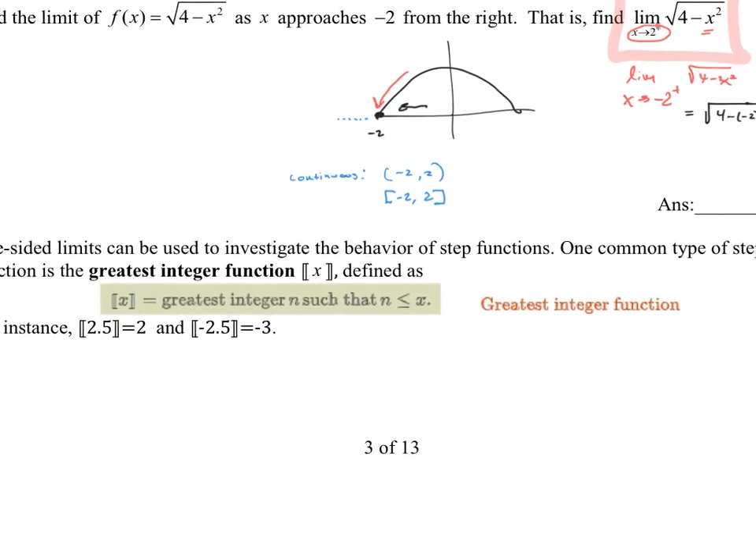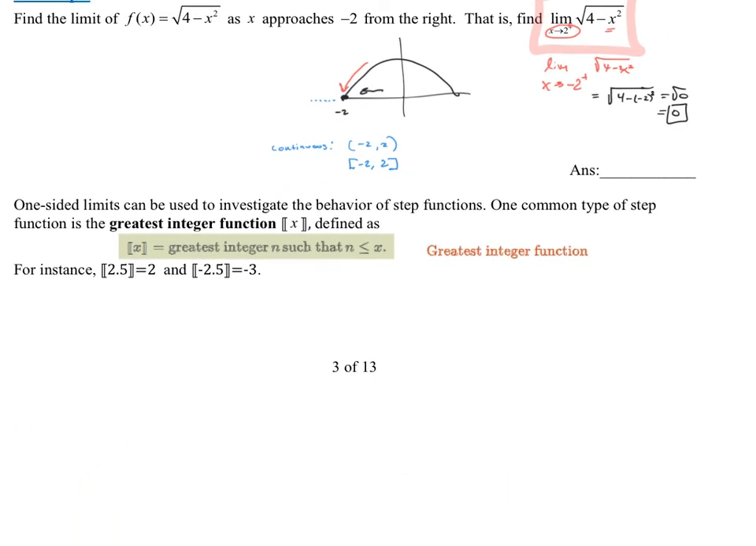Another function that you're going to see several times throughout the semester is called the greatest integer function. Okay, so what is the greatest integer function? It's the greatest integer such that it's less than or equal to x. In other words, round down. That's what the greatest integer function means to me. It just means round down. Even if you had 2.9, you would round down to the value 2. Even if you had 2.9999999, you would still round down to the number 2.